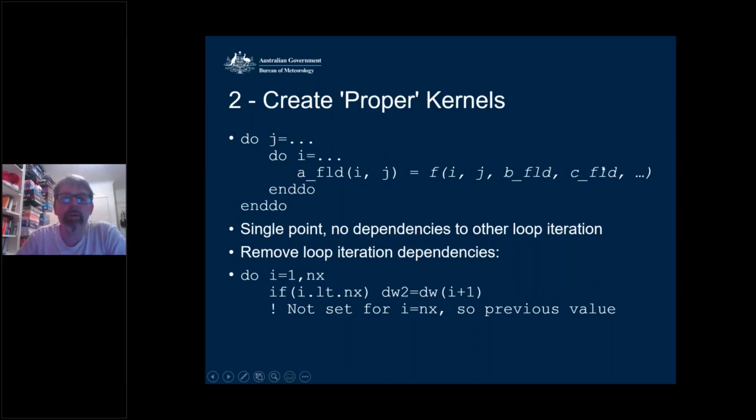That's basically for a single point and should not have any dependencies on other loop iterations. So that's one thing I had to look out for. For example, in one loop I had code like this: do i, whatever, and then if i is less than the maximum, it assigns to DW2. Now this means in the last iteration, DW2 does not get assigned and it keeps the value from the previous iteration. We can't have this, because we can't parallelize a loop like this anymore. So I had to rewrite this loop and get rid of this dependency from one loop iteration to the next.